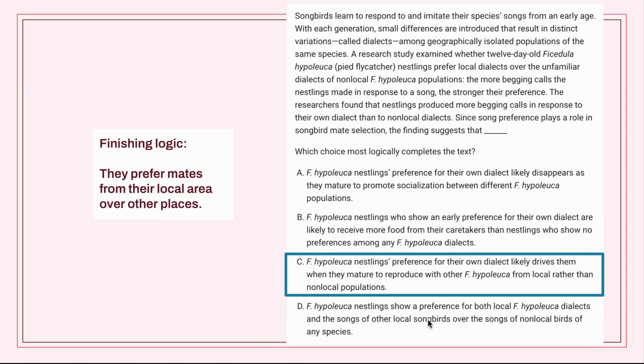And then D, these specific nestlings show a preference for both local songs of their species' dialects and songs of other local songbirds over the songs of non-local birds of any species. This one might be a little confusing, but essentially this passage is talking about how they react to songs of their own species, but this one is talking about other local songbirds and birds of any species. We don't know anything about birds of any species. It doesn't mention anything about mate selection, which is already a red flag, but also we don't know anything about other songbird species and how much these specific pied flycatchers like it. So that's why C is the most relevant answer. It follows the logic and makes the most sense.